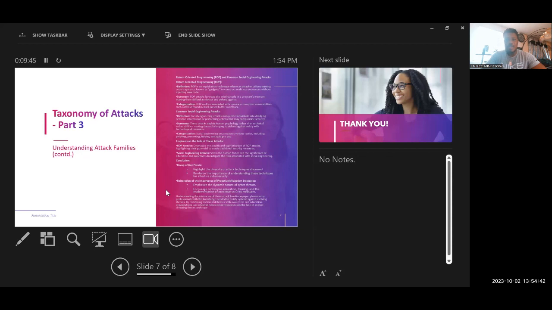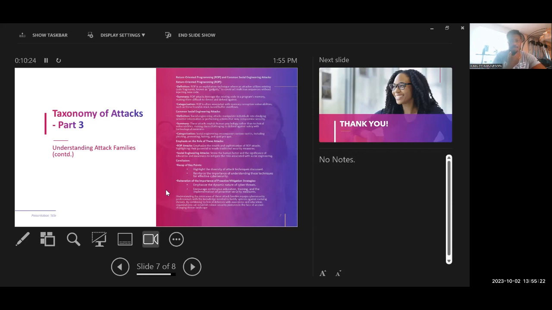Return-oriented programming, ROP, and common social engineering attacks. Return-oriented programming definition: ROP is an exploitation technique where the attacker utilizes existing code fragments known as gadgets and constructs a malicious sequence without injecting new code. That's what this meant, ROP, an exploitation technique, and this is the dangerous part because this is where the attacker will stand in the position of constructing a malicious sequence without injecting new code. So these are all dangerous forms of attacks.